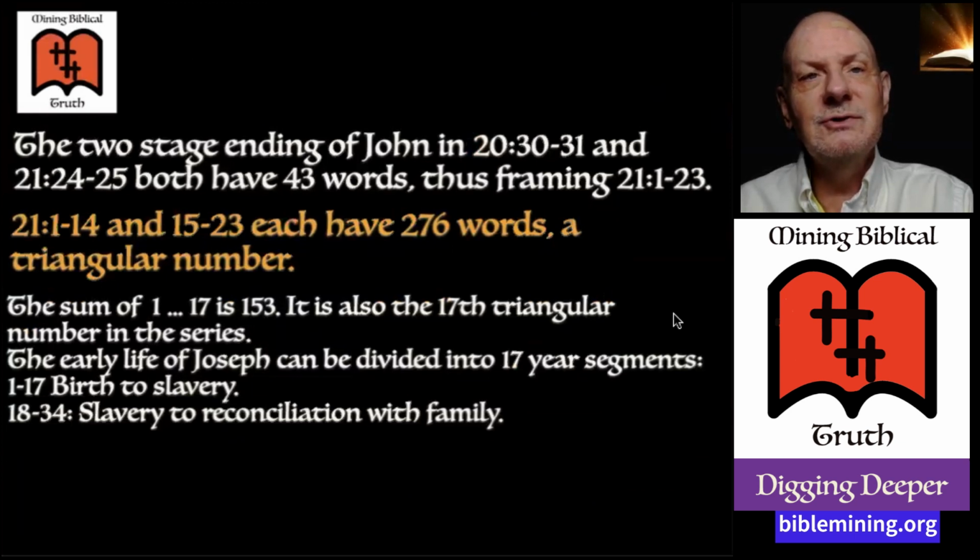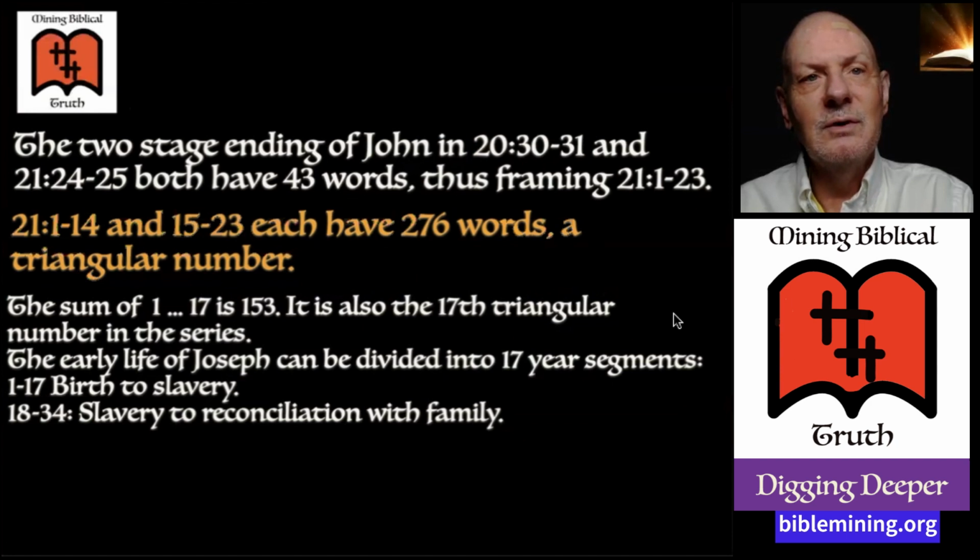The two-stage ending of John 20:30-31 and 21:24-25 both have 43 words. They both say almost the same thing, thus framing the section in between, 21, 1 through 23. In addition, 21, 1 through 14 and 15 through 23 each have 276 words, which is also a triangular number.